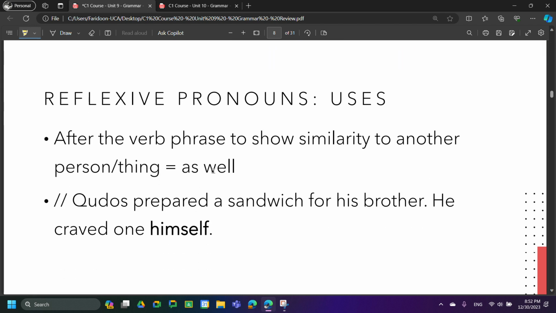And after the verb phrase, to show similarity to another person or another thing, reflexive pronouns can be used. It means something like "as well." Okay, Qudus prepared a sandwich for his brother and he craved one himself. Once again, we're putting it at the end here.